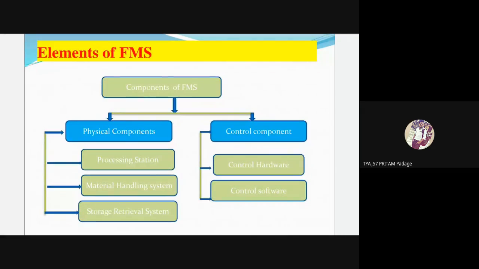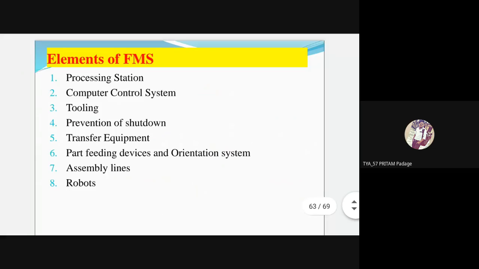Whatever the store place will be, it will also be there. For that purpose, the storage area or storage retrieval system is also a physical component of the elements of FMS. Now, some control components are there. Control components are nothing but the computers, control hardware, and control software. These are the elements of the FMS.